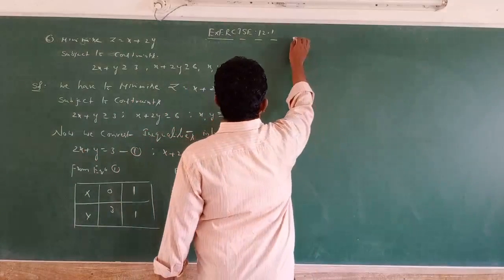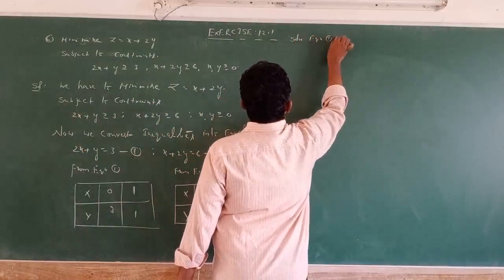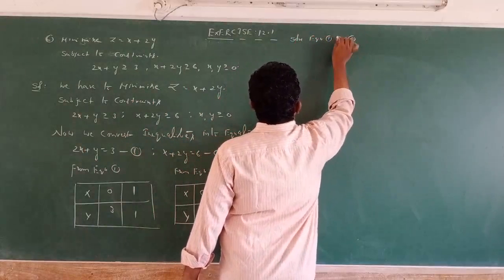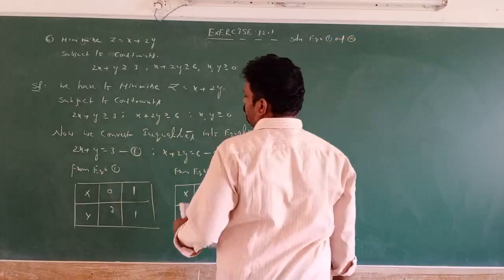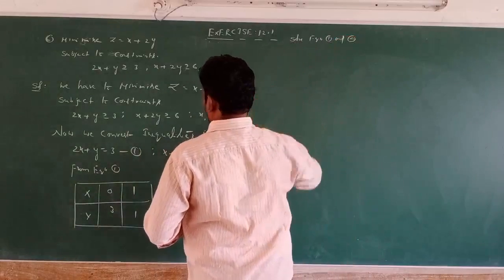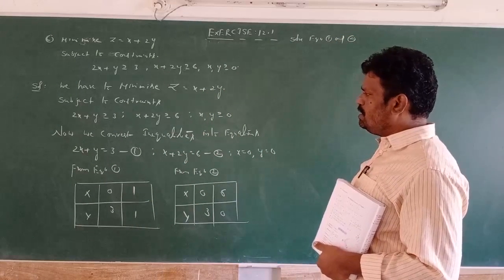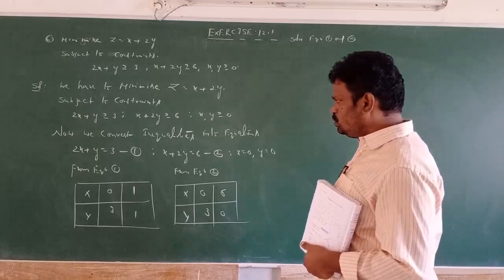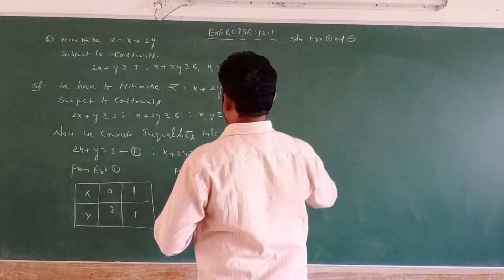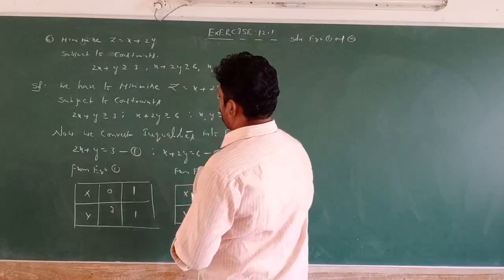If you want to solve equations 1 and 2, okay? If you want to solve these equations, equation 1 multiplying with 2, then what happens? 2x plus 2y, 2x plus 2y, both are cancellation. Equation 2 multiplying with 2, 2x plus 2y.